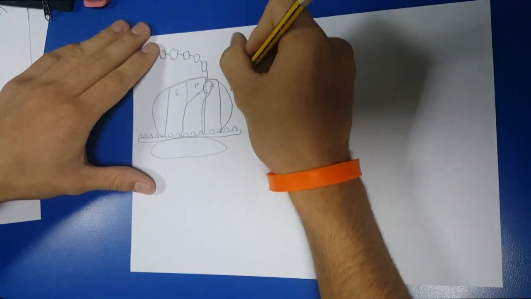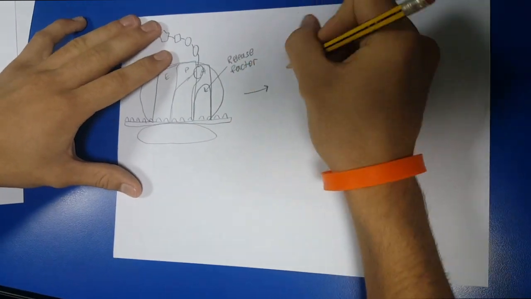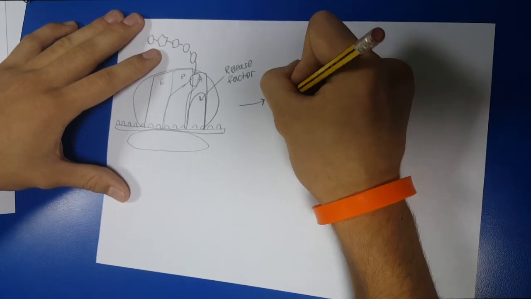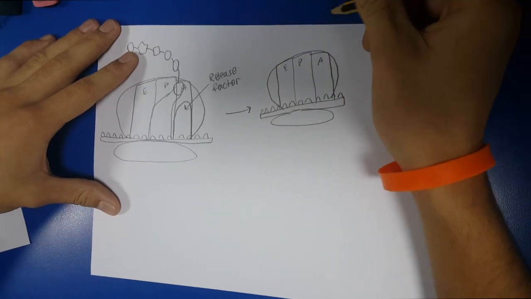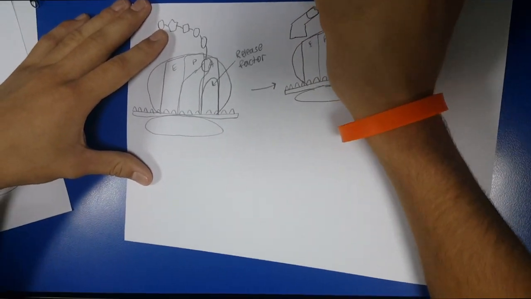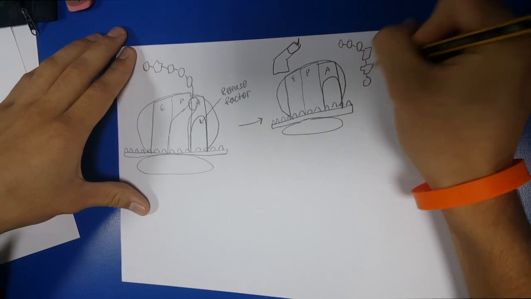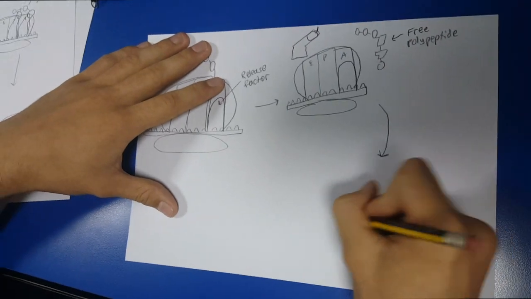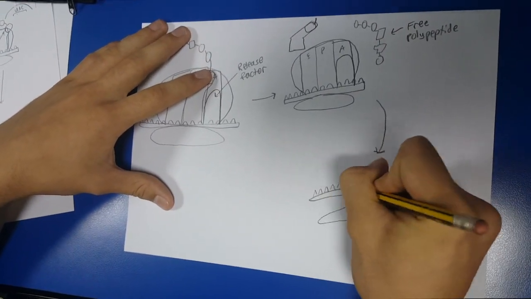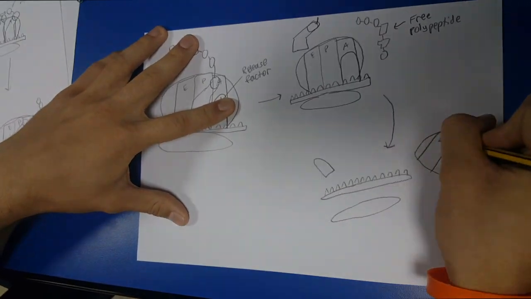Now, moving on to termination, which is the final process in translation. Termination occurs once the stop codon is reached, the termination sequence, and then translation is stopped. These codons will recruit a release factor to attach to the A site, and then the polypeptide chain is released, and the ribosome disassembles back into two subunits.